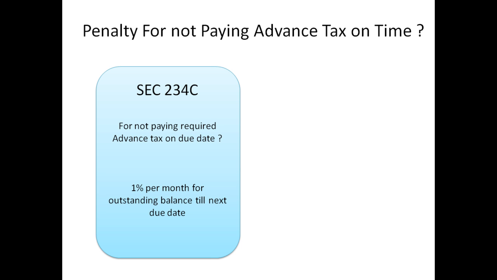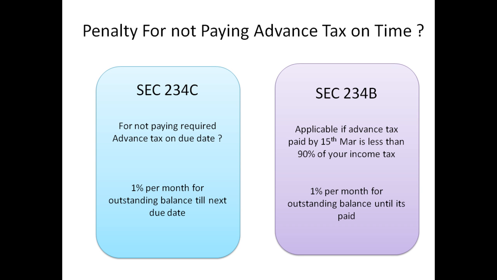The first is section 234C. This is applicable if you don't pay your required advance tax on the due dates, which are 15th of September and 15th of December, and the penalty would be 1% per month on the outstanding balance till the next due date, which is 3 months. The second section is 234B, which you should know. This is applicable if your advance tax paid by 15th of March is less than 90% of your total income tax, and in that case the penalty would be 1% per month on the outstanding balance until it's paid. It will become clearer once I show you the examples.